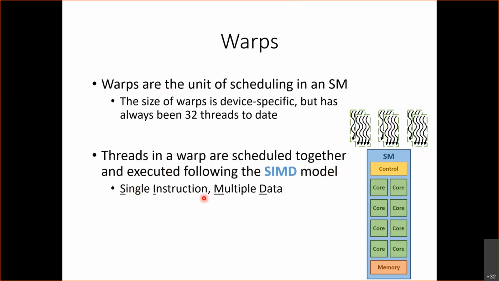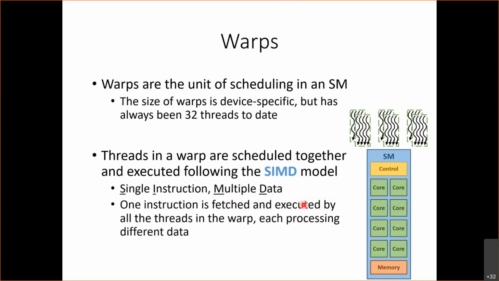You have different data, but you run the same instruction on them. Right, exactly. So single instruction, multiple data means when threads are bound to each other by the SIMD model, we have one instruction for all these threads, and all these threads will execute the same instruction, but implicitly somehow these threads will all be executing that instruction on different data. So one instruction is fetched and executed by all the threads in the warp, but each of them is going to be processing different data.